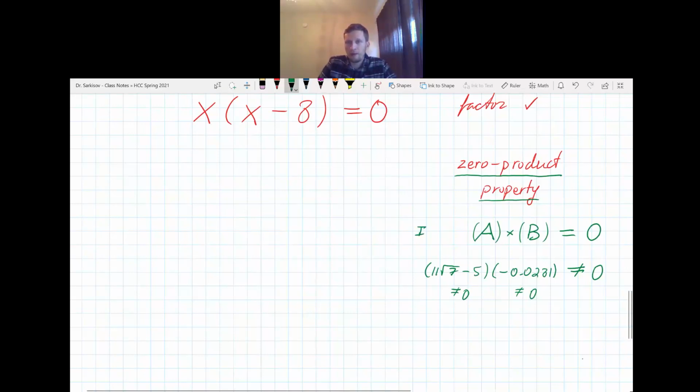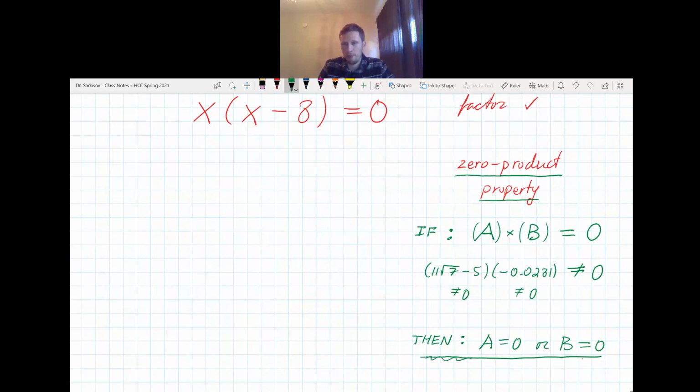If A times B is 0, it's kind of like a common sense thing, right? Then what happens? One of them has to be 0. 0 makes stuff 0. So if this, then A equals 0, whatever that is, or B equals 0. That's it. There's nothing more to this property. So if AB is 0, A equals 0 or B equals 0.